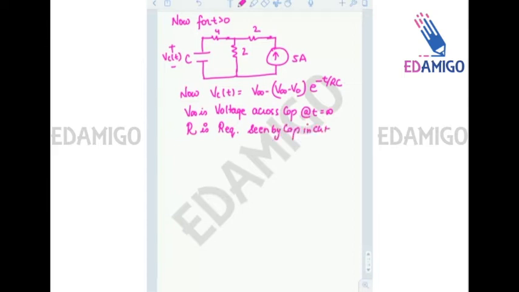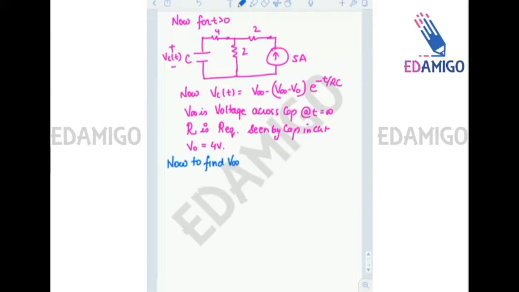Okay, now V0 is actually the voltage at t equals to 0 plus, and since the capacitance voltage at t equals to 0 plus and t equals to 0 minus is the same, V0 is equal to 4 volts. Okay, now to find V infinity, V infinity means the voltage across the capacitance at t equal to infinity.